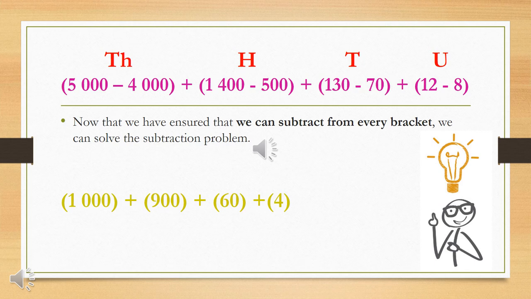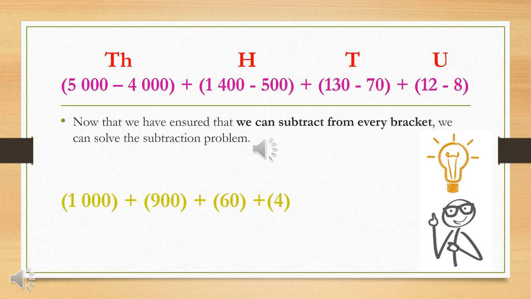Boys and girls, 5,000 take away 4,000 is 1,000. 1,400 take away 500 is 900. 130 take away 70 is 60. And 12 take away 8 is 4. So my next line looks as 1,000.